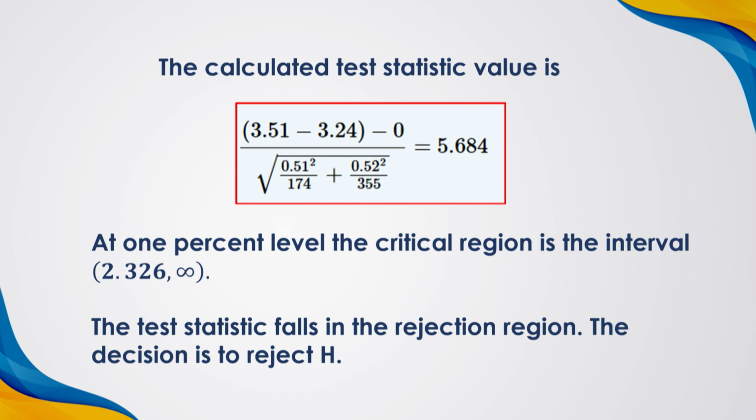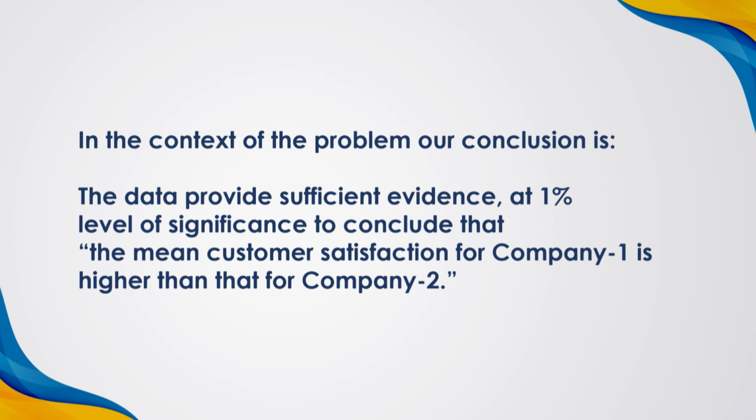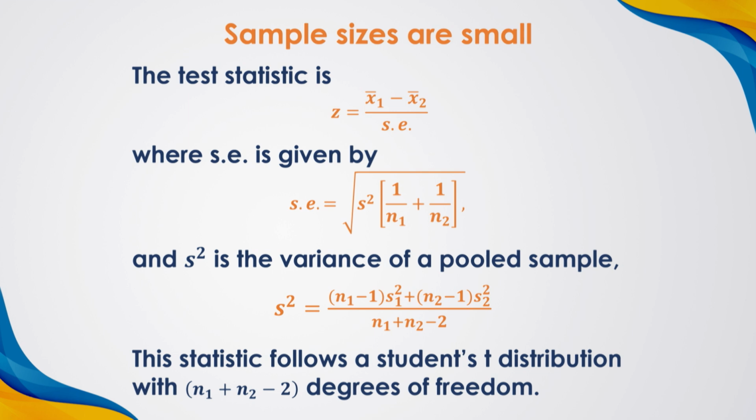At 1% level, the critical region is the interval 2.326 to infinity, and the test statistic falls in the rejection region. The decision is to reject H0. In the context of the problem, our conclusion is the data provides sufficient evidence at 1% level of significance to conclude that the mean customer satisfaction for company 1 is higher than that for company 2.